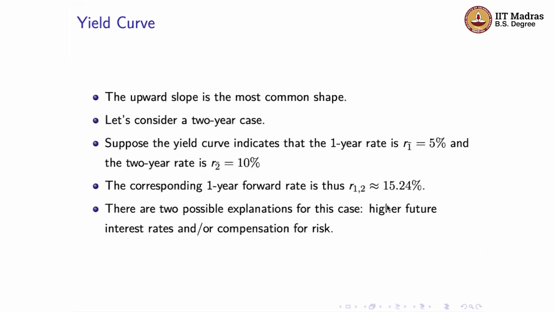Okay, so as we discussed, the upward slope is the most common shape for yield curves. And it's worthwhile to think a bit more about why that is the case and what are the possible explanations, right? So just to fix ideas, let's consider a 2-year scenario. And suppose that the yield curve indicates that the 1-year annualized rate is 5% and the 2-year annualized rate is 10%. Okay. Now you can use this to back out the implied 1-year forward rate from year 1 to 2. We have seen these calculations before. This is something that you can do as an exercise, and you can verify that this is around 15.24%, right?